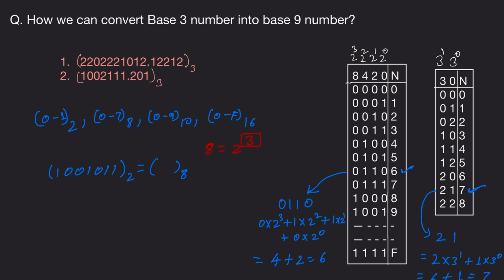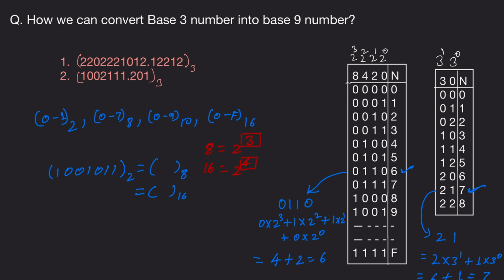Likewise, if we have to convert it into a base 16 number, we know that 16 is equal to 2 to the power 4. So by pairing 4 bits and writing the corresponding value of the 4 bits, we can directly convert a base 2 number into a base 16 number.